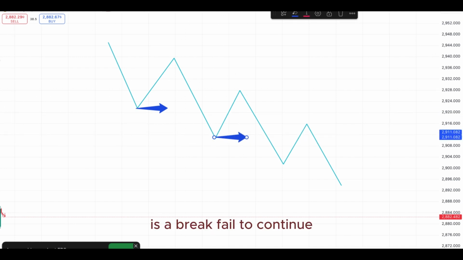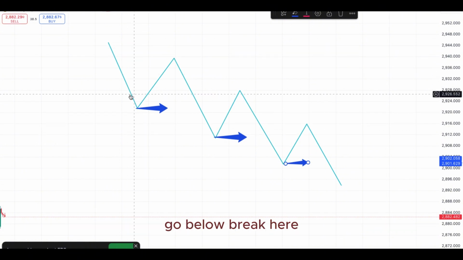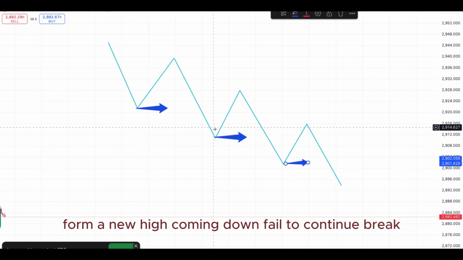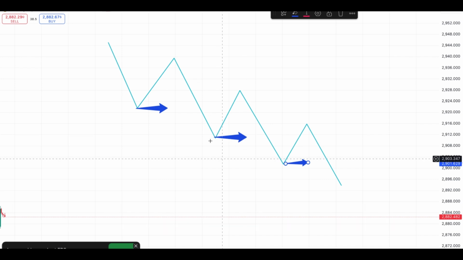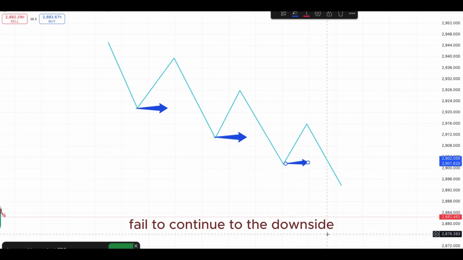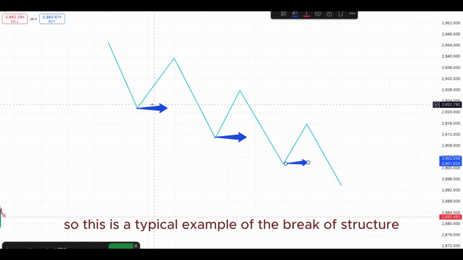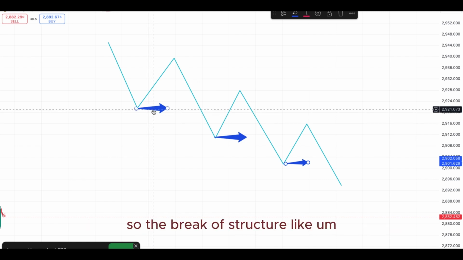Here is a break, it fails to continue, goes below, creates a new high. Coming down, fails to continue, goes below, breaks here, forms a new high. Coming down, fails to continue, breaks, continues the low, creates a new high. Coming down, fails to continue to the downside, breaks to the top, creates a new high. So this is a typical example of the break of structure. The break of structure happens when price breaks a previous swing high or swing low, and it always confirms trend continuation.